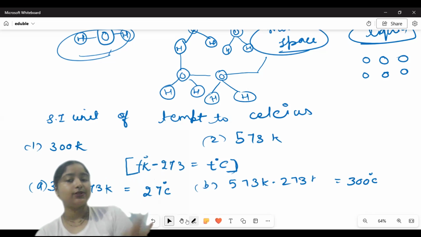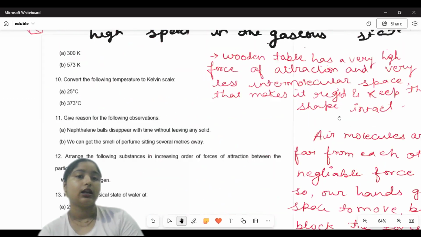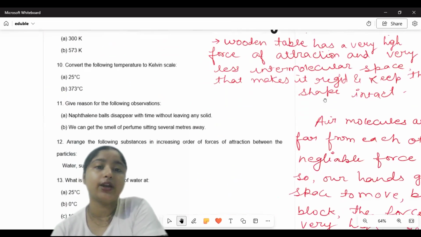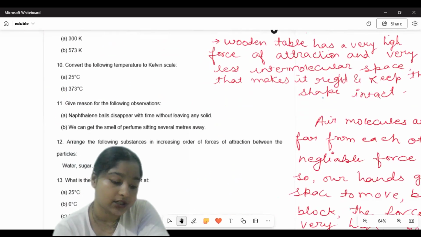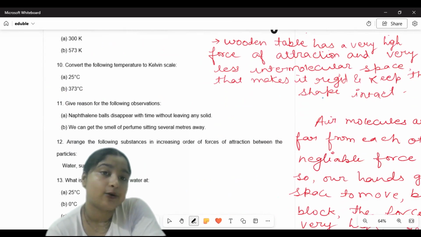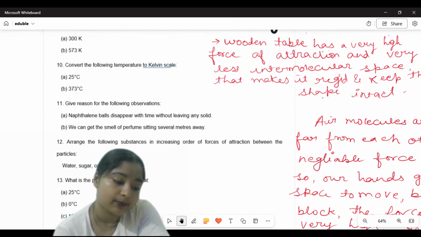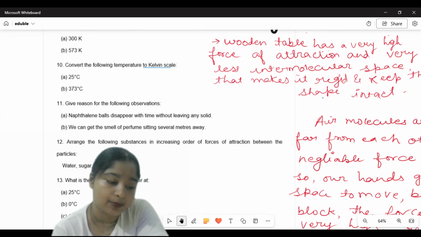Now, to do the vice versa, because the next question is to convert the following temperature to Kelvin scale. Now you need to convert it into the Kelvin scale, right? Let's do it. Again, the question is easy. You have to add now. To convert the temperature into the Kelvin scale, you need to just do the opposite of it. Let's see how you can do the opposite.